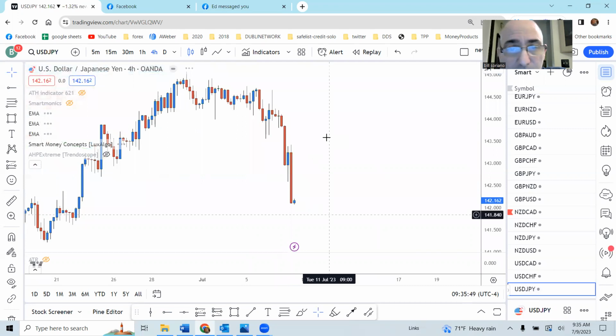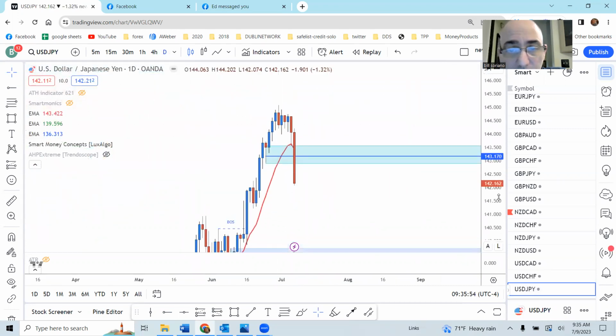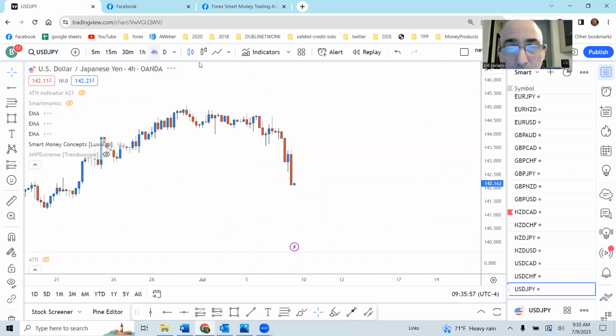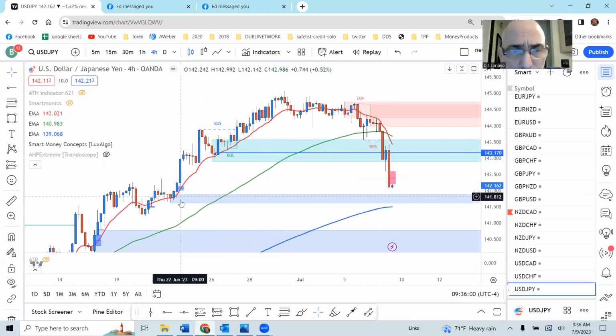In the last pair, USD JPY. So we've gone through all 28 pairs now on my watch list, right? Very bullish. Prices come down through this order block. We have another order block down here, though, that we can trade from, right?